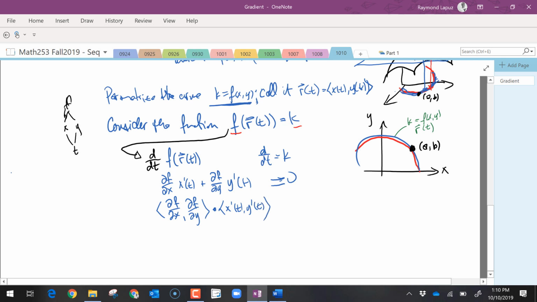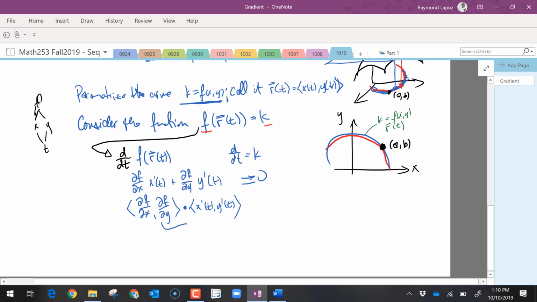And then we get this x prime and y prime. Is that fair? That looks like a dot product after all, right? What's the first vector? First vector is actually the gradient, right? That's how the gradient's defined. So the gradient dotted r prime of t, and r prime of t would be some sort of tangent vector. Doesn't matter which way it's going, it'll be tangent to the curve.